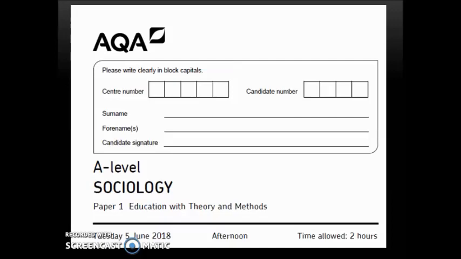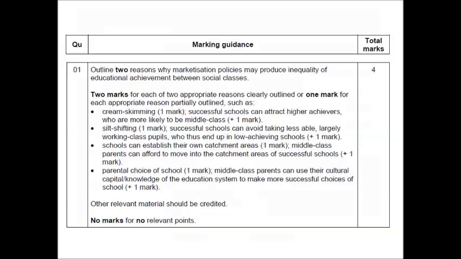I am sharing with you Kate's answers from Paper 1 from June 2018, and as you will understand, this is a massive paper. It was worth 80 marks, so I will not be spending too long on each question. Rather, I will pick out some features that make them top band answers, but I will be doing some follow-up videos on each question in detail.